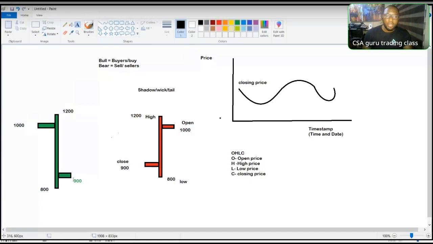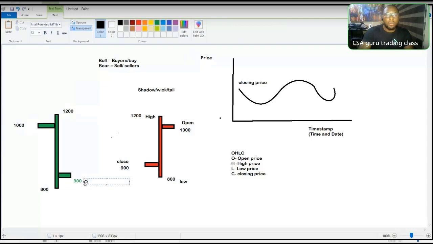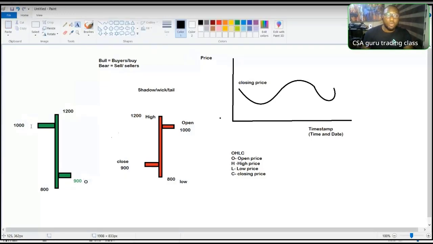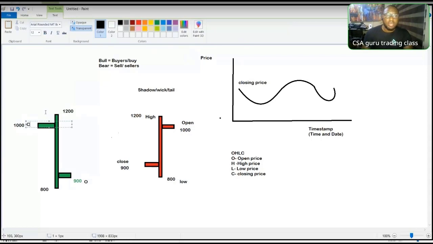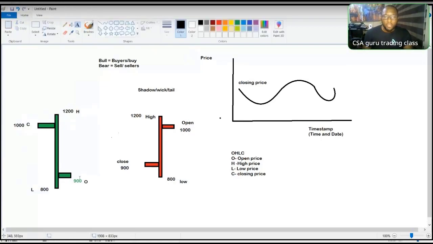So how did it happen? The price, this is our opening price. This is our closing price. This is our high. And this is our low. So we have the opening price, which is 900. This is what happened that day: the bulls actually are the ones in control. In the previous scenario, the bears were in control for that day. In this scenario, the bulls are in control.